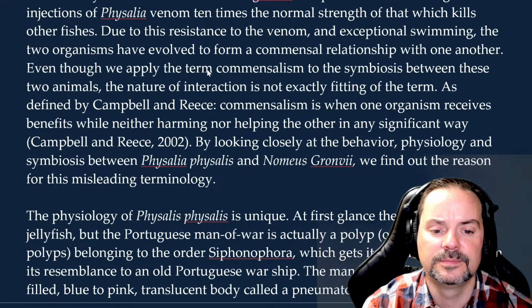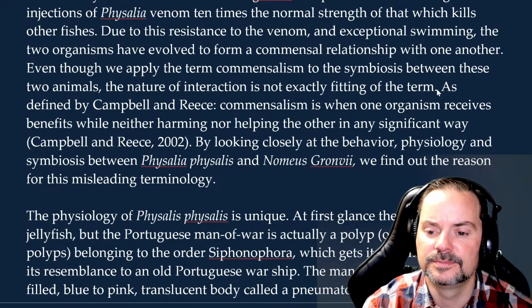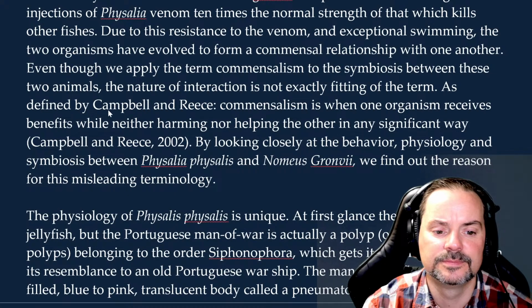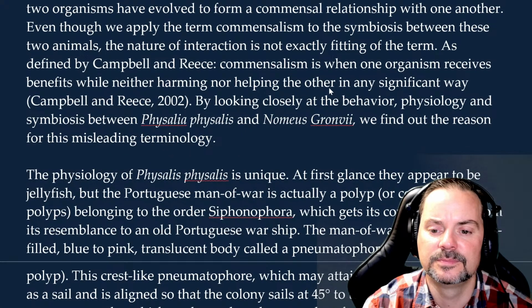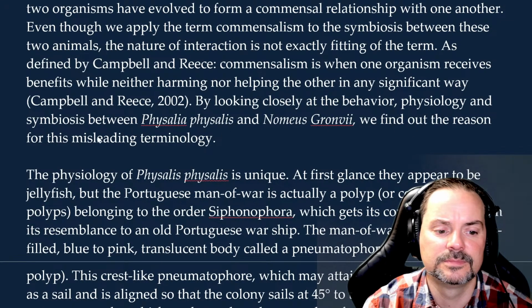Even though we apply the term commensalism to the symbiosis between these two animals, the nature of interactions is not exactly fitting to the term, as defined by Campbell and Reece. Commensalism is when one organism receives benefit while neither harming nor helping the other in any significant way. By looking closely at the behavior, physiology, and symbiosis between Physalia physalis and Nomius goronoi, we find out the reason for this misleading terminology.